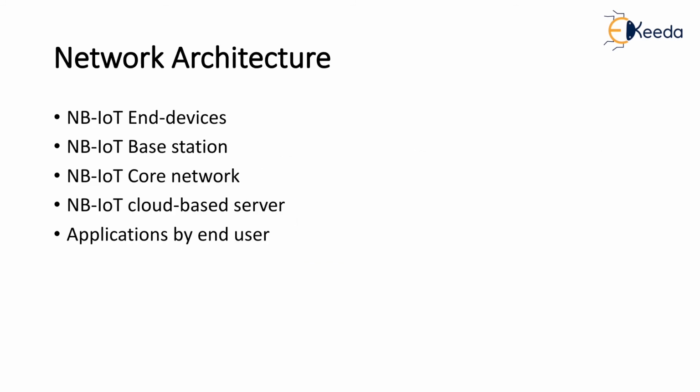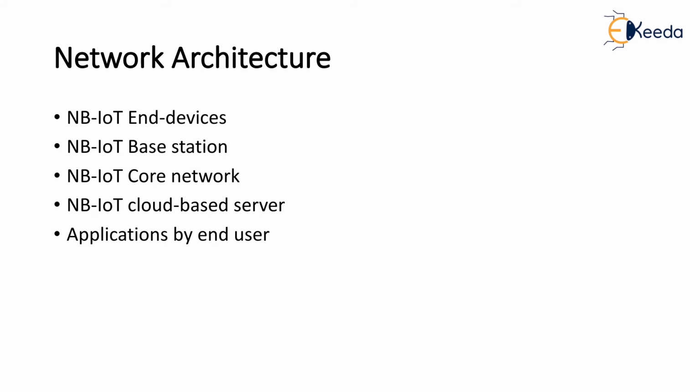So next is the network architecture. It includes NB-IoT end devices, NB-IoT base station, NB-IoT core network, NB-IoT cloud-based server, and applications by end users. So NB-IoT end devices, most of the IoT devices used for industrial purposes, are provided with access to the NB-IoT network if they have a proper SIM card from NB-IoT telecom service providers.